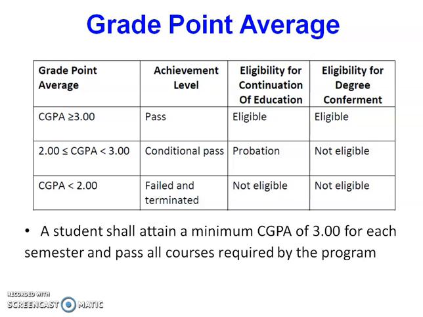However, if a student with conditional pass status is still incapable of improving his or her performance to a minimum CGPA of 3.0 in that semester, the student will be dismissed from the study program. This is because a conditional pass will only be given once throughout the study period.